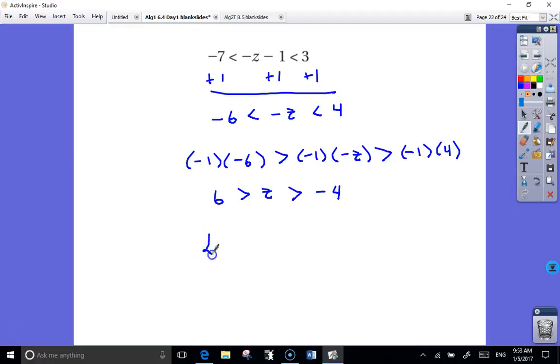And if I was going to graph it, negative 4 is on the left because it's less than 6. Even though it's written in opposite order here, it looks like it's open circle on both, and the shading still goes in the middle.